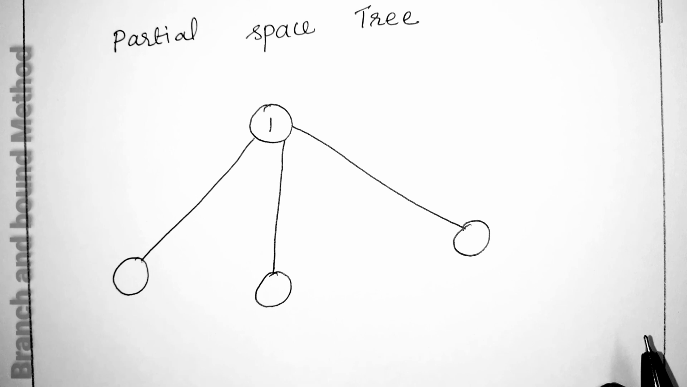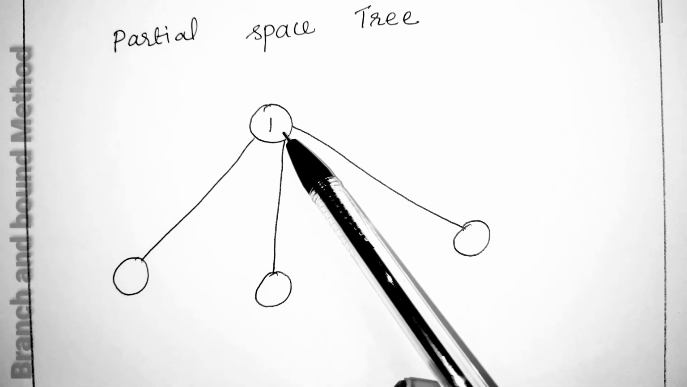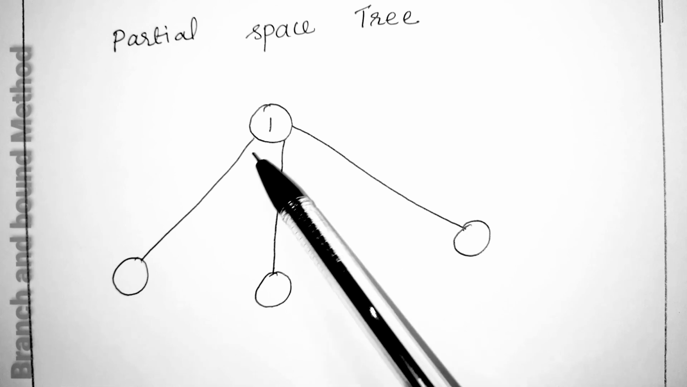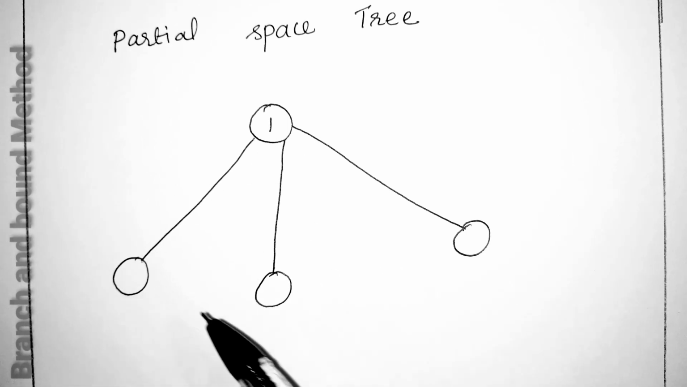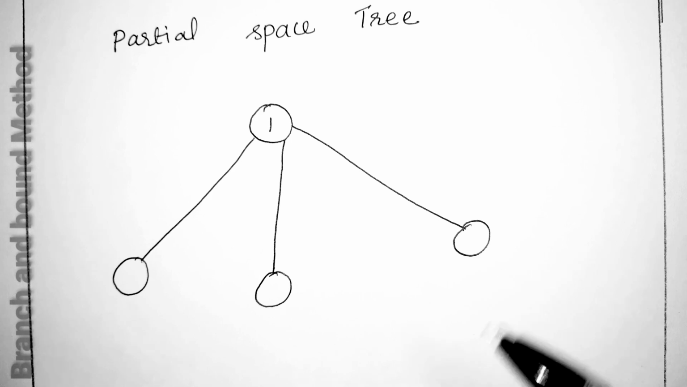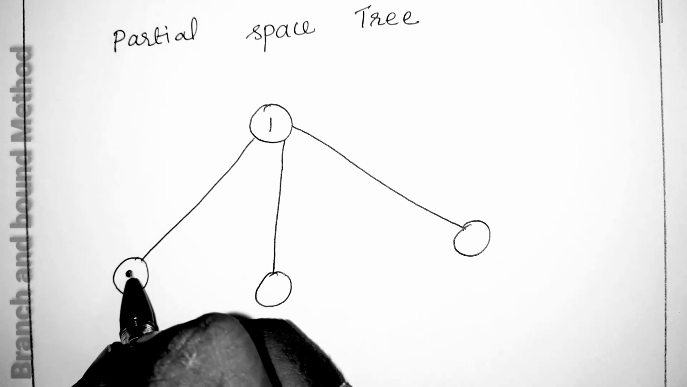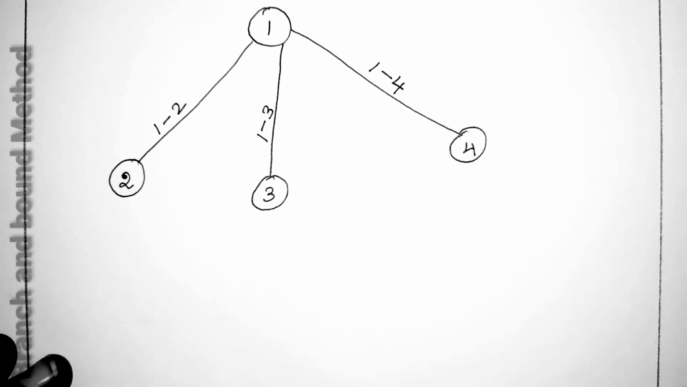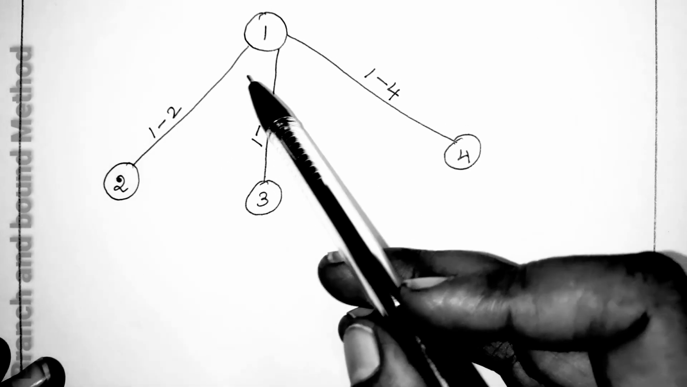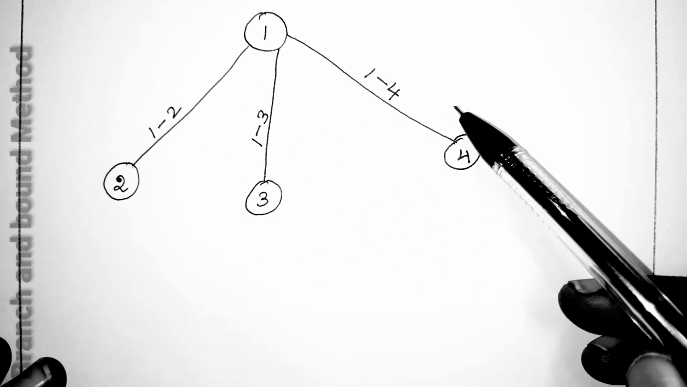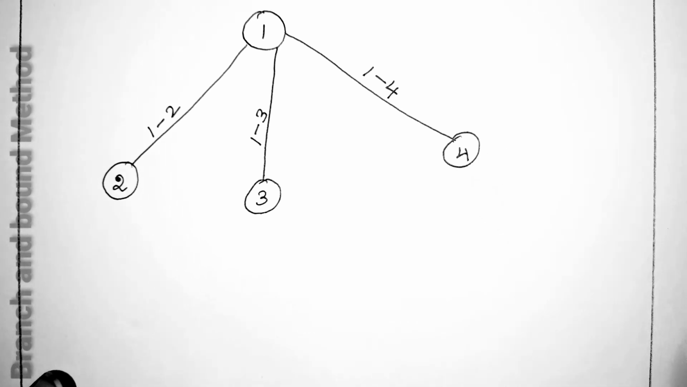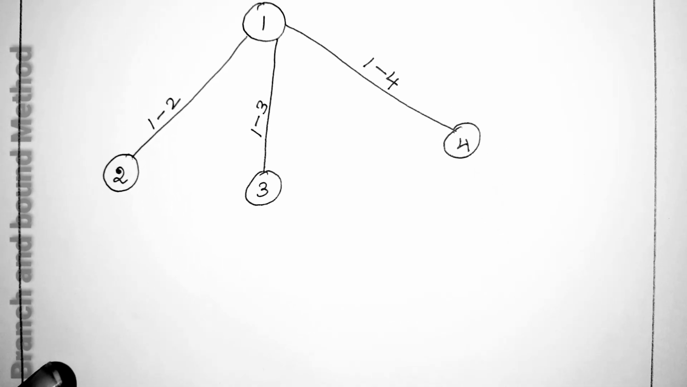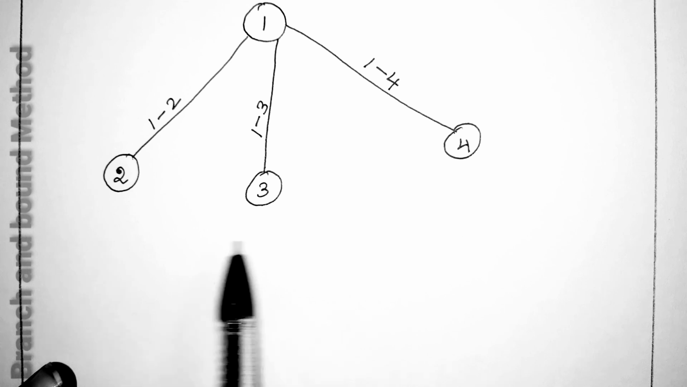Here we have 4 cities. The first node is 1. From the first node the salesman can go to node 2, node 3 and node 4. The possibilities are node 2, node 3, node 4. So the paths are 1 to 2, 1 to 3 and 1 to 4. We have to find the reduced cost for each node.